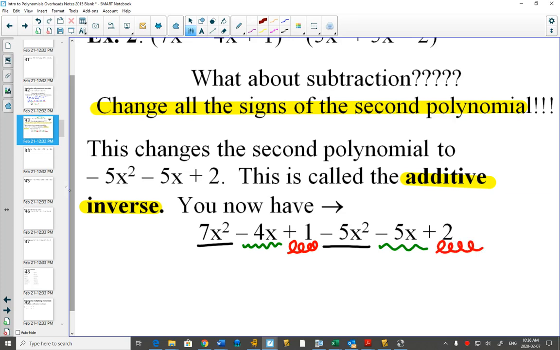So now we can go back and look at our black ones. I have 7x squared minus 5x squared. 7 minus 5? 2x squared. I've got a minus 4x and a minus 5x. Think of your number line. If you're at minus 4 and you subtract 5. Careful. Negative 9.